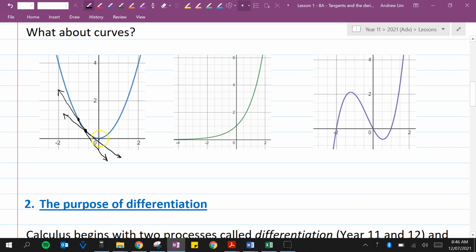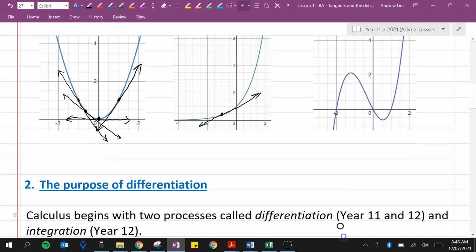Whereas if I were to find a gradient at this point here, at a turning point, we can see it's got a gradient of 0 because the slope of the tangent is completely horizontal. Up here, when x is positive 1, the slope is positive. So it's always changing. Here we've got an exponential function. If I were to find the tangent at the curve here, it's sloping up.